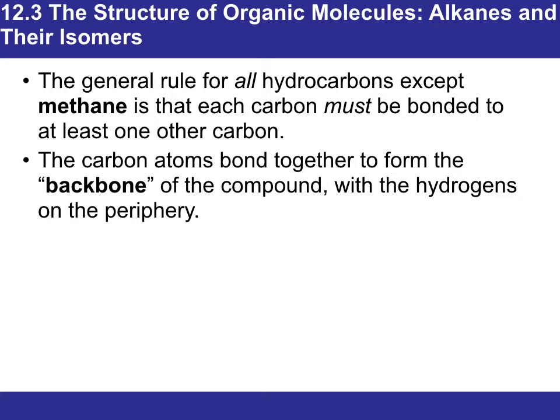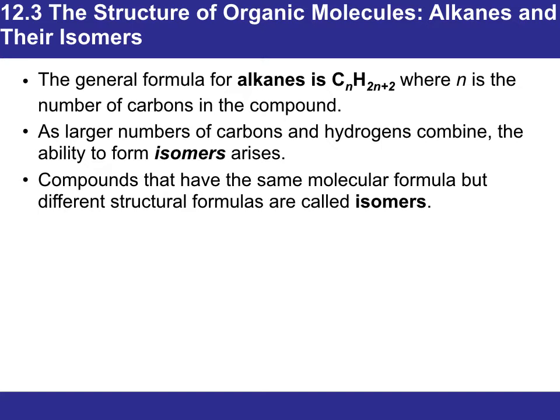Now this is here a general rule for all hydrocarbon except methane, is that every single carbon must be bonded to at least one other carbon. This is what we call here the backbone of the compound, with hydrogen on the periphery. That's a general formula, CnH2n+2. N is the number of carbon atoms that exist.